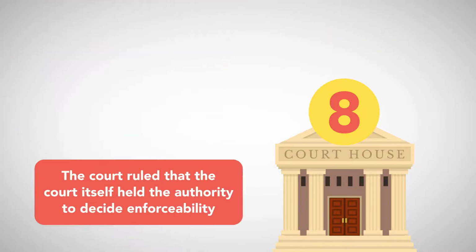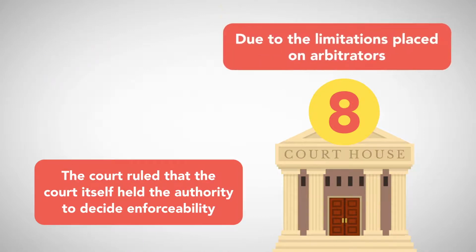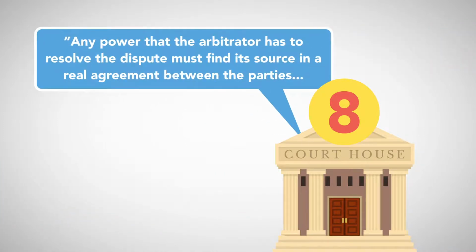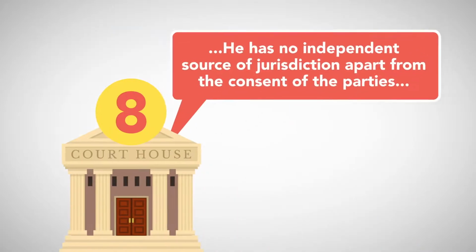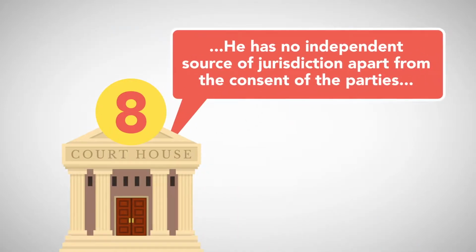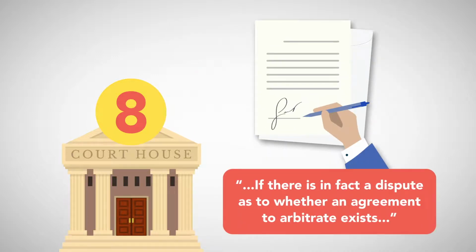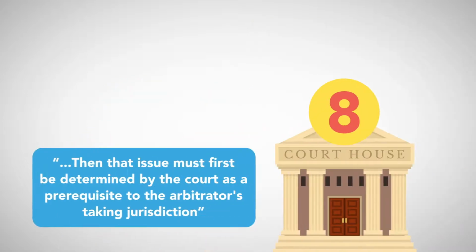The court ruled that the court itself held the authority to decide enforceability due to limitations placed on arbiters. The holding stated that any power that the arbiter has to resolve the dispute must find its source in a real agreement between the parties. He has no independent source of jurisdiction apart from the consent of the parties. If there is, in fact, a dispute as to whether an agreement to arbitrate exists, then that issue must first be determined by the court as a prerequisite to the arbiters taking jurisdiction.